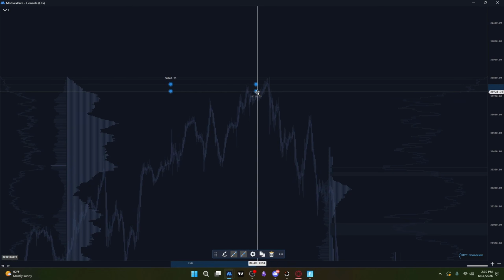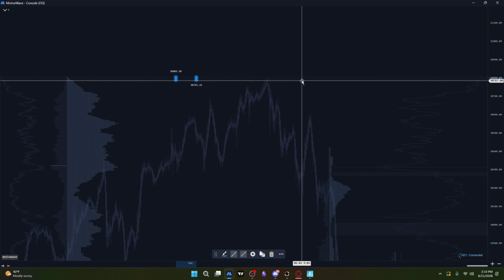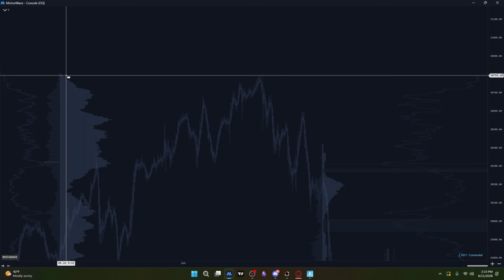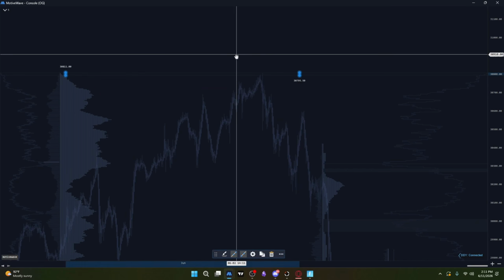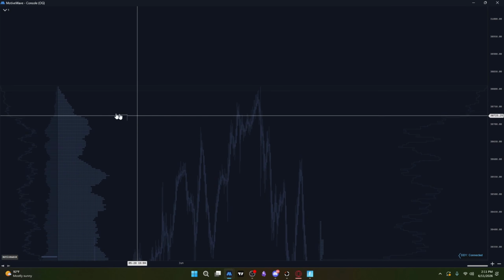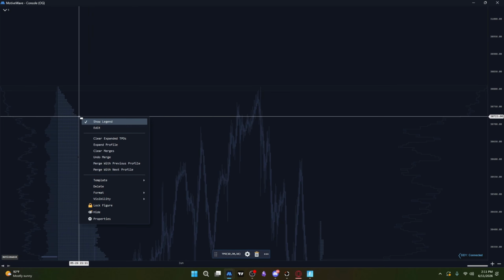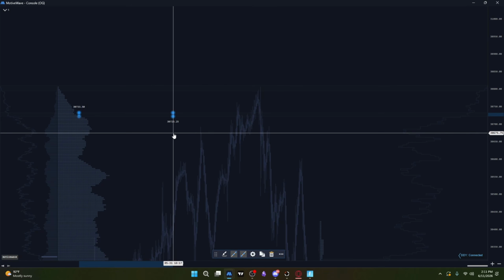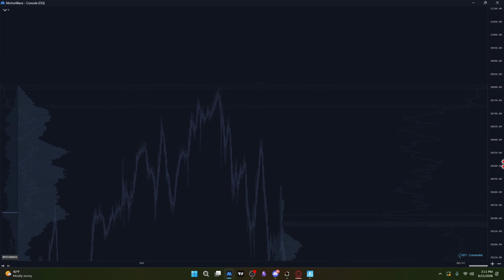And 29. Wait, that's a lot of points. So I'll make this a level. And then right here, this shelf, TPO shelf. Boom, and you see how it's 10 points? Perfect.